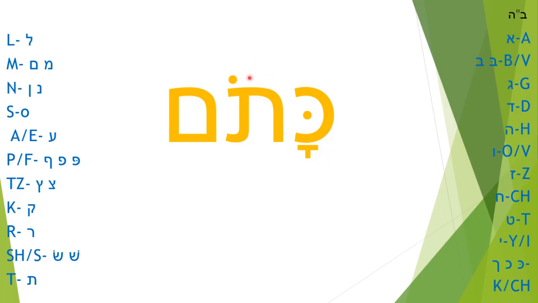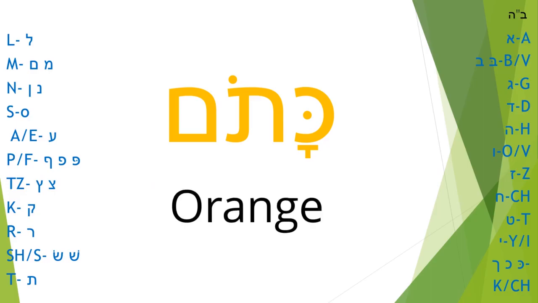Ka, to, m. Together, katom. Orange. Okay, moving on. Va, ro, de. Together, varod. And you guessed it, it's pink.